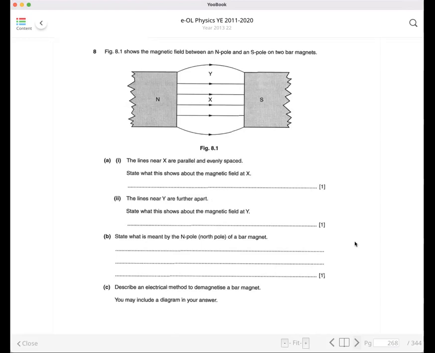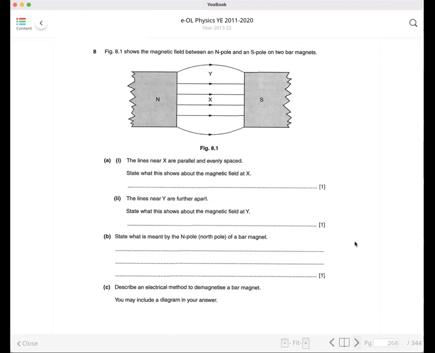Okay, Yuting, want me to go through part B. State what is meant by the north pole of a bar magnet. A bar magnet has a north pole and a south pole. A substance itself cannot be a north pole by itself. Every magnet always has two poles. Is that clear? Every magnet always has two poles.